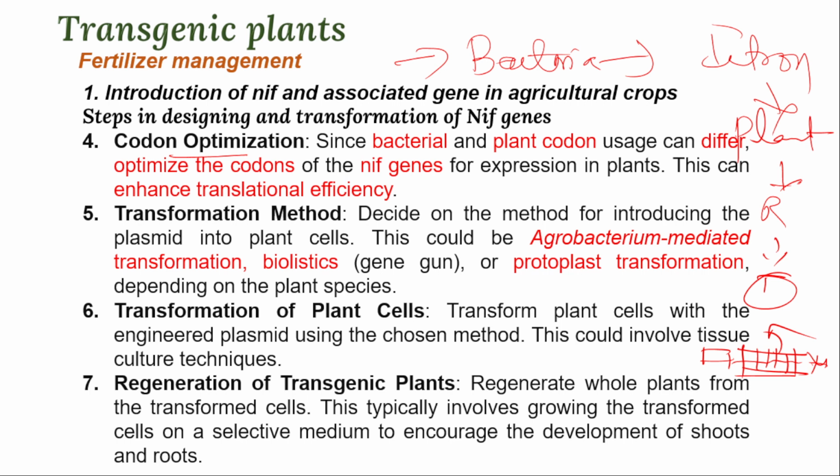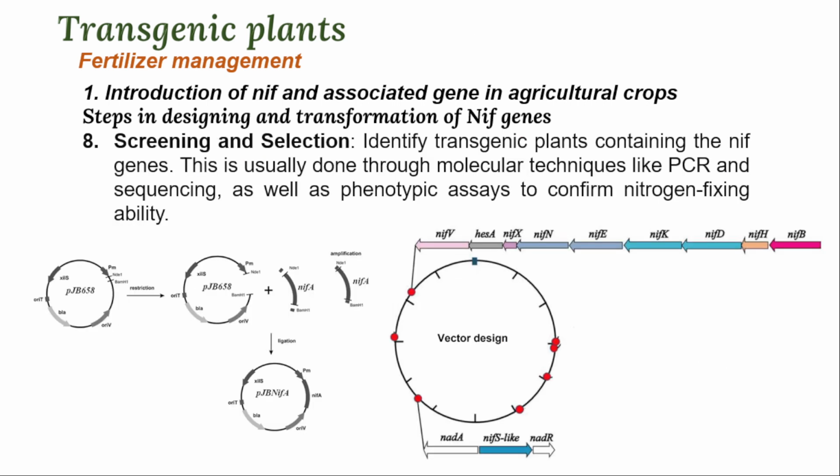And transformation can be achieved by two methods: the indirect method by Agrobacterium tumefaciens, or the direct method by protoplast fusion. Biolistic methods can be used, and then we can select the transformed plant. Like that, we can insert the NIF genes and get nitrogen fixation in non-leguminous plants.